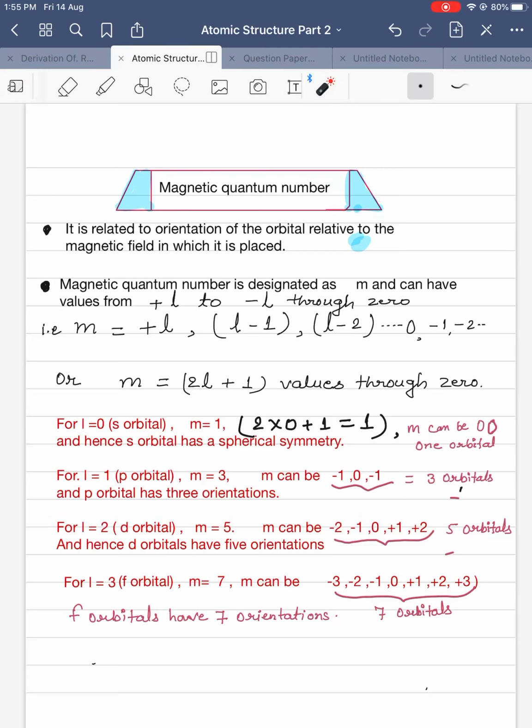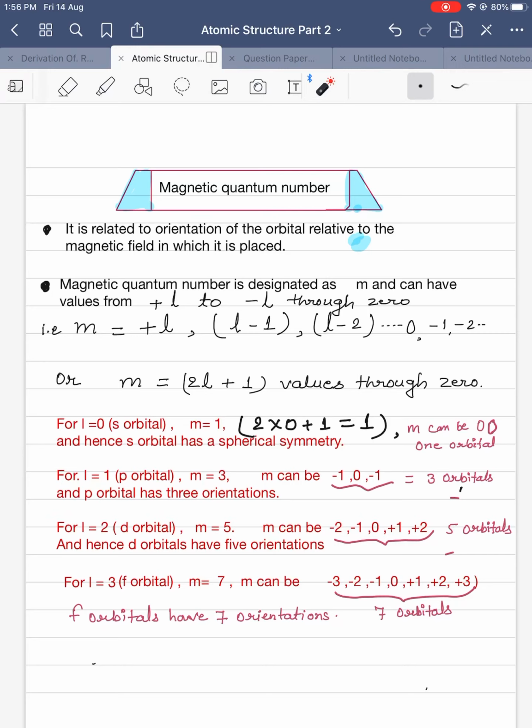We know that each subshell is further subdivided into various orbitals, the number of these orbitals being given by n squared. Where n is equal to 2, there are 4 possible orbitals, and each orbital contains 2 electrons. And when an atom is placed in a magnetic field, due to the presence of negatively charged electrons in it, the orbitals orient themselves relative to the magnetic field, and their orientation in a magnetic field is determined by the magnetic quantum number.